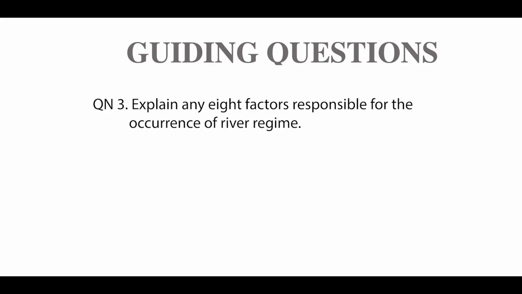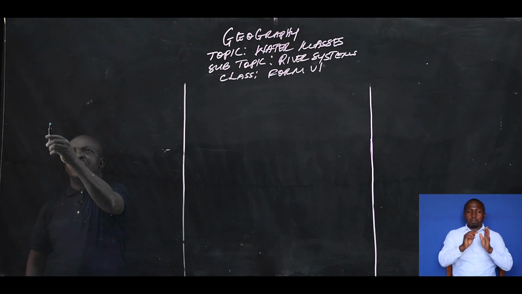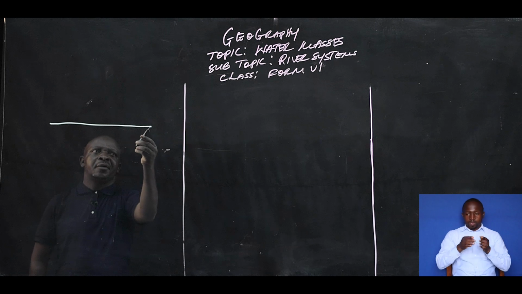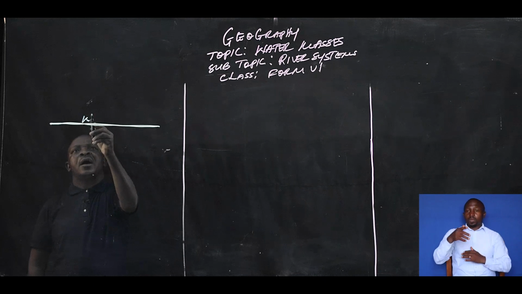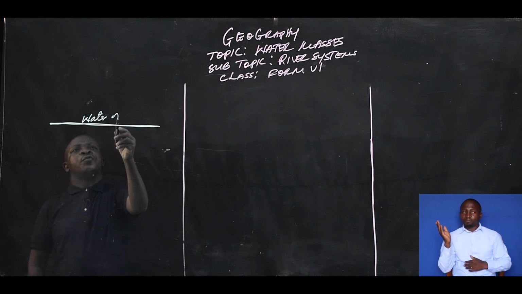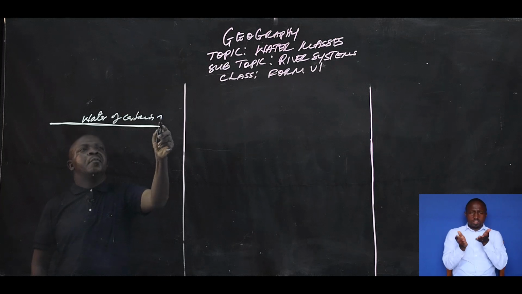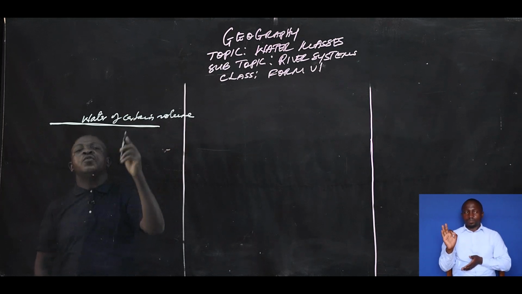Number 3. The question asks us to explain any eight factors responsible for the occurrence of river regime. My dear students, the river regime can be defined if we develop the following reflection. In a river, water of certain volume is contained.